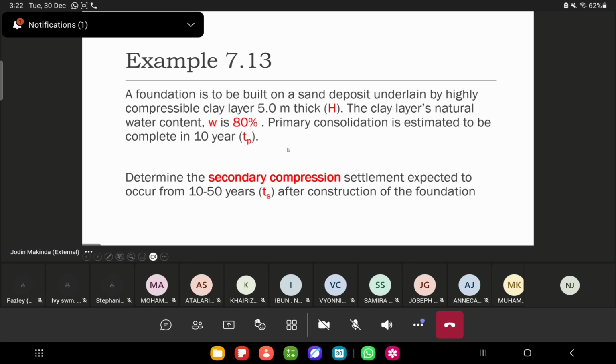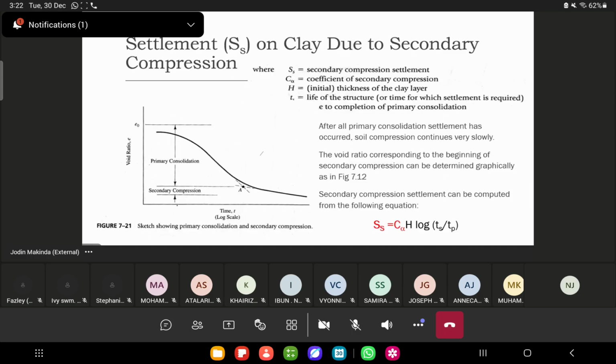So in this question, we know the thickness is 5 meters. The water content is 80%. And the primary consolidation stops, meaning that tp is 10 years. And the secondary compression that we calculate is until 50 years, so ts is 50. So we have the question here: what is H, what is ts, and what is tp? What we do not know is the coefficient of the secondary compression. But remember, we are given the water content.